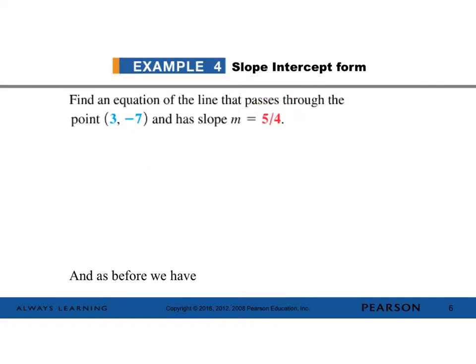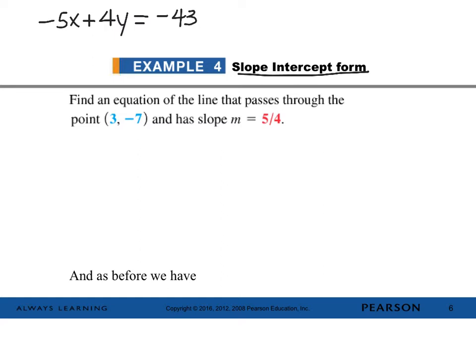Now I want you to remember, we're going to do this example again, but we're going to do it using a slightly different method. So I want you to remember that that equation was negative 5x plus 4y was equal to negative 43. So just tuck that away in the back of your mind.